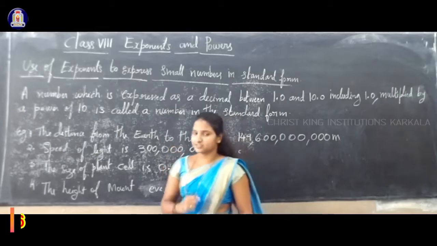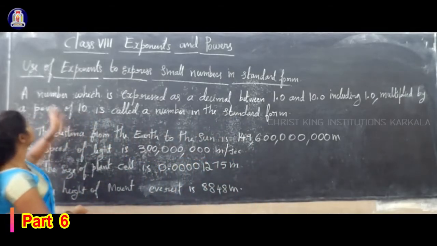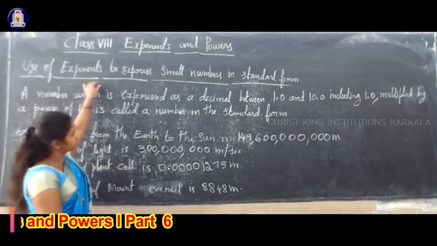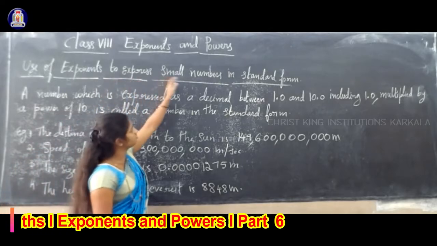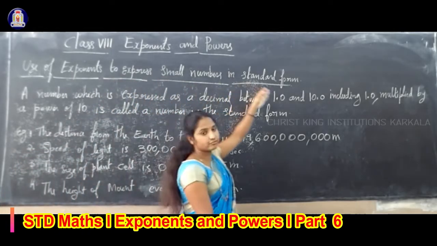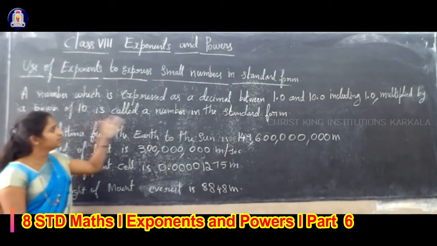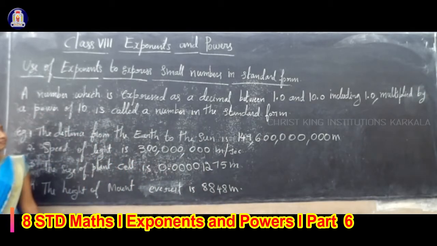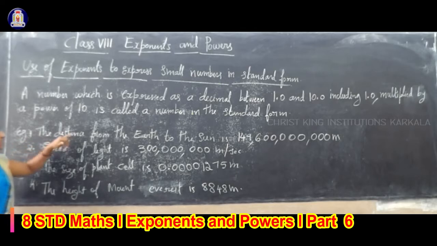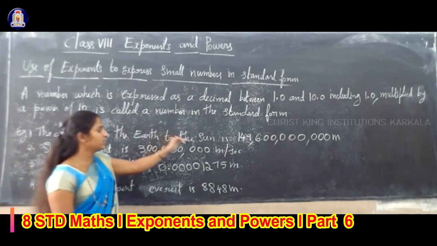See the next concept, that is use of exponents to express small numbers in standard form. So how can we write the smallest numbers in standard form? In day-to-day life you can come across statements like this. See, for example, the distance from the earth to the sun.